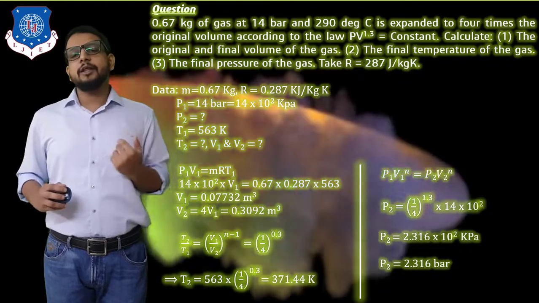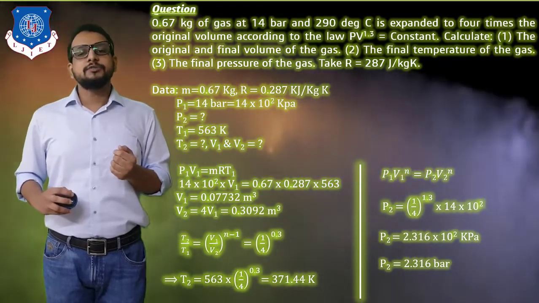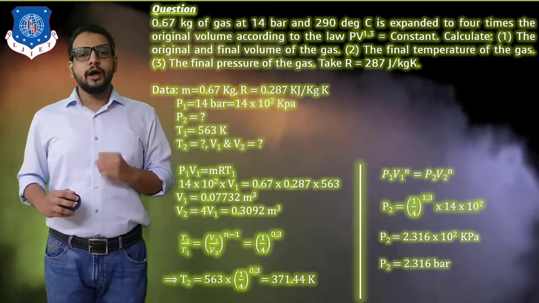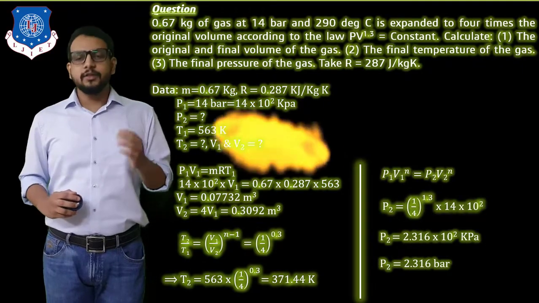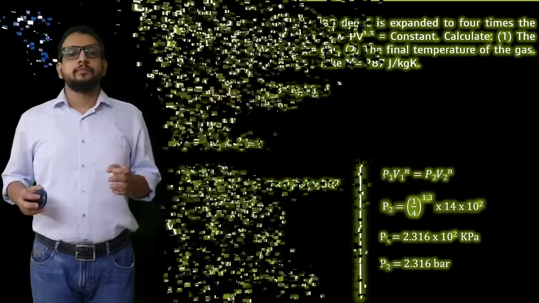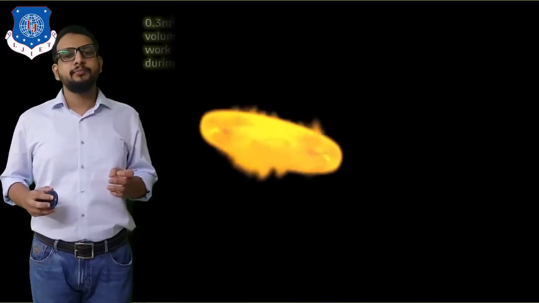And finally I have written in bar, so it can be written in bar, that is P2 is equal to 2.316 bar. Okay, so I hope that you are clear with this numerical. Now we are also going to see one more numerical based on this topic. So as you can see, question is displayed on your screen.